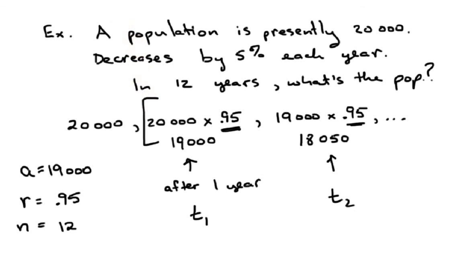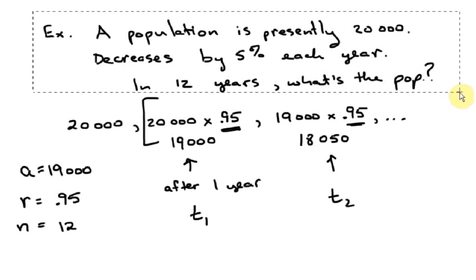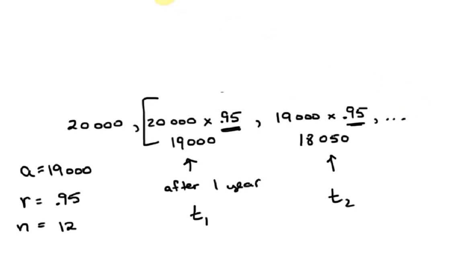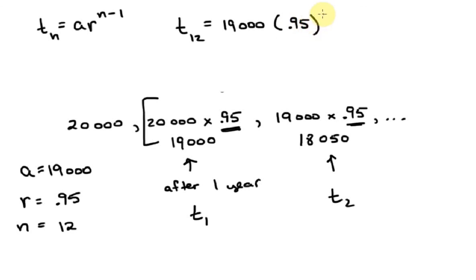So I'm going to make a little bit of room up here. Just get rid of maybe this stuff. It'd be nice to keep the sequence there in front of us. So let's see what we got. So the formula I'm using is this one, of course, where it is a times r to the n minus 1. So we're looking for the 12th term, so 12 years into the future, and our starting term a is 19,000. Our common ratio is 0.95, and we're going to raise that to the exponent 12 minus 1.